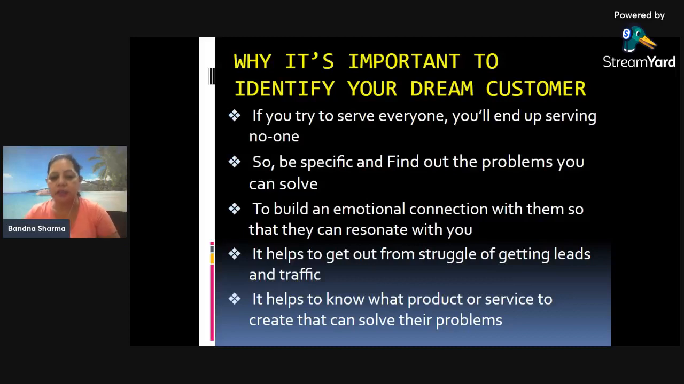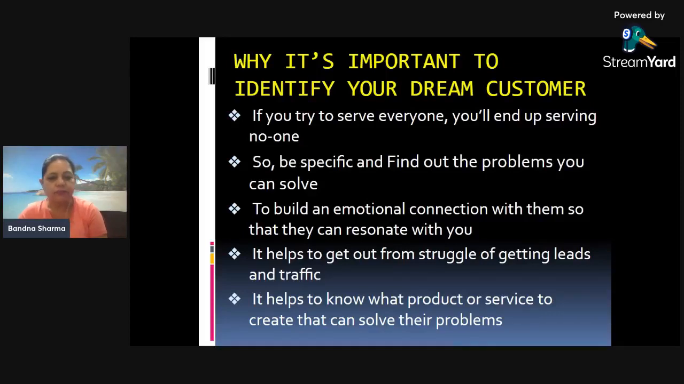And next thing is that it also helps to get out from the struggles of getting leads and traffic. See, if you try to serve everyone, if you try to solve everyone's problem, then it is very difficult for you to get leads and traffic, because everyone is not your customer. You cannot serve everyone. That I am saying again and again. Everyone is not your customer. So if you identify your dream customer, then it helps you to get out from that struggle of getting leads and traffic, right?